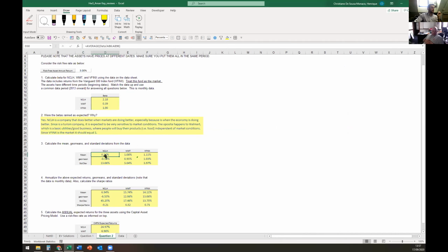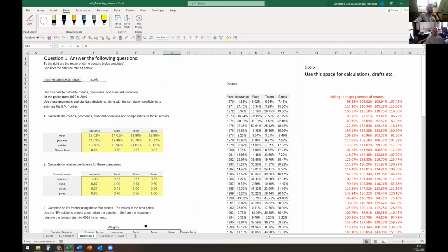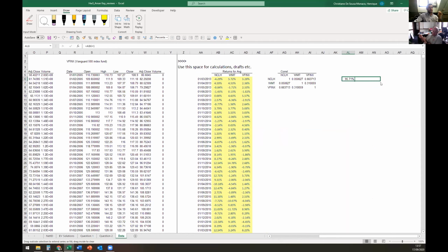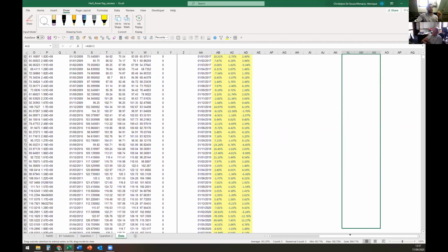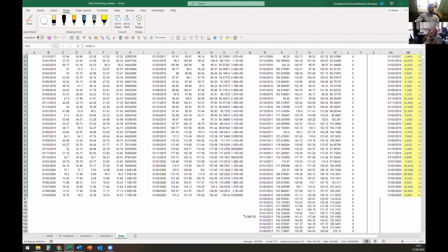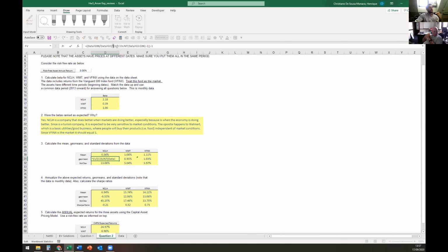With that, we have the means, which is just the average of those returns. For geomean, you could have just added one to all of them and calculated, as in question one. That would be perfectly fine. But I used the formula on the adjusted close price. So remember, you take the last adjusted price divided by the first adjusted price, raised to one divided by n minus one, where n is how many periods you have. So it's the count of all the months minus one, because we are looking at monthly intervals. You should get the same result.